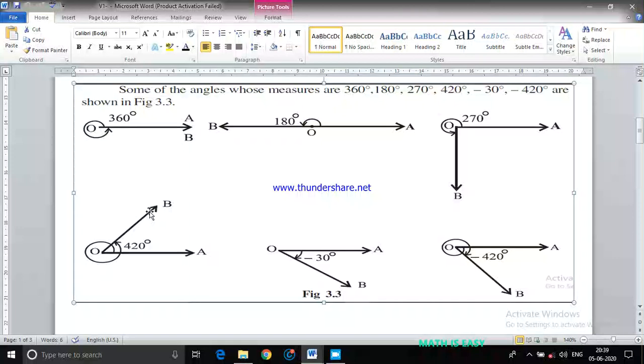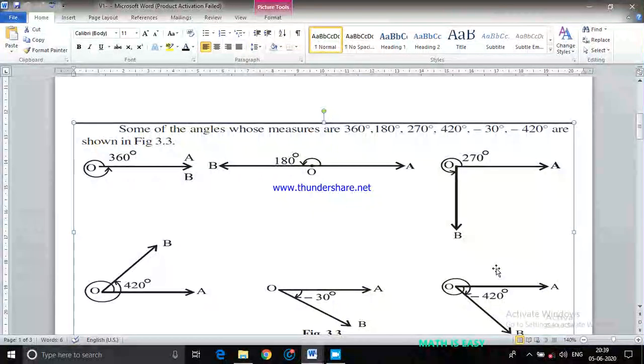So that is the difference between 60 and 420 degrees. When I say minus 30 degrees, as we discussed, OA and OB. So now the angle measurement comes towards clockwise direction. So this is minus 30 degrees. Now minus 420 degrees: start from here, move one complete circle in the clockwise direction, then move 60 degrees downwards. So it will be minus 420 degrees.